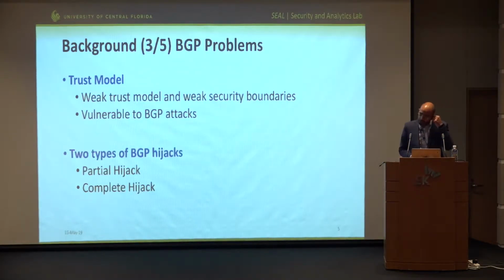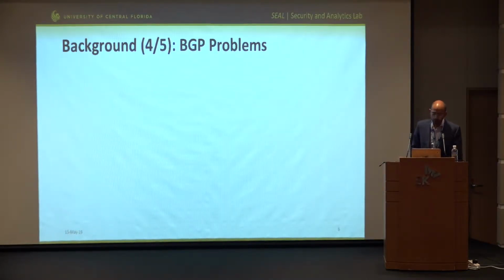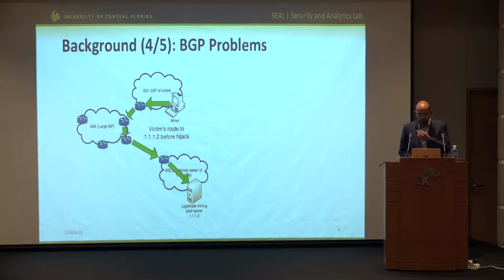Now, the issue that we have with BGP, what we define as BGP problems, is that there is a very weak trust model, in the sense that security boundaries are not very well defined, so anybody can claim whatever he wants to claim on the internet. It's vulnerable to BGP attacks, basically hijacking, whether it is partial hijacking, stating that I have a favorable route to a given destination, or complete hijacking by claiming the whole path to a given destination. And so the BGP problem here is demonstrated.